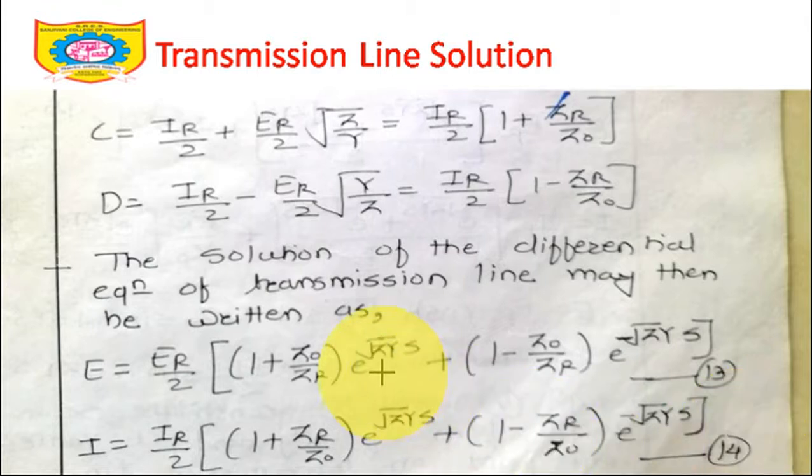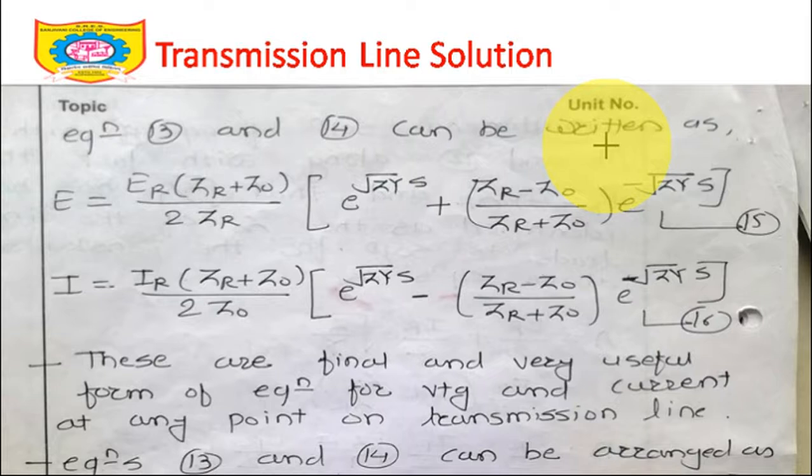See, we can replace this root zy by gamma. In the next equation, when we see the physical significance, at that time I am going to replace this root zy by gamma s. Okay. So equation numbers 13 and 14 can also be written as follows.